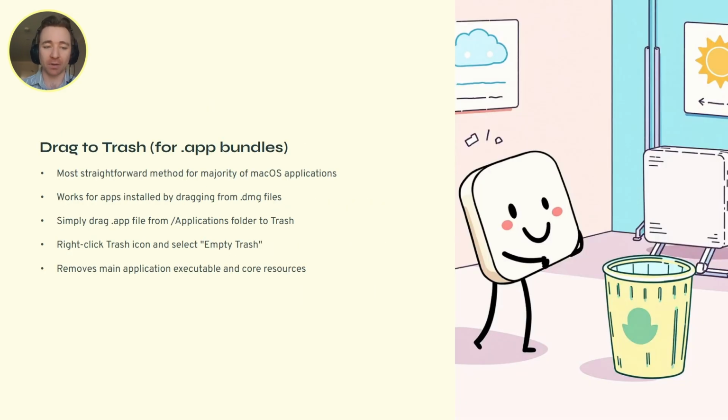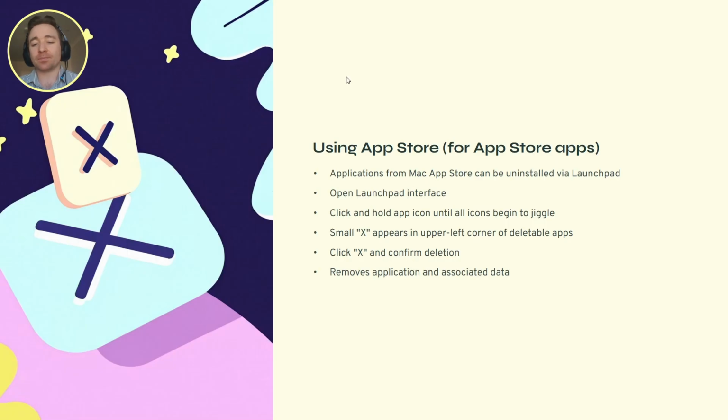Now, for app bundles, you can just drag it to the trash, empty that trash bin, right? Drag the app to the trash, empty the trash, boom, done. If you've downloaded something from the App Store, you can go to the App Store and click on uninstall, right? So you can go to the Mac App Store, or you can uninstall through the Launchpad. Open Launchpad, which, if you're on Mac, you should know what the Launchpad is. You open it up and it shows you everything you've got. So click and hold the app icon in Launchpad until all icons begin to jiggle, and then a small X appears, and you can click on that X to delete that application, all right?